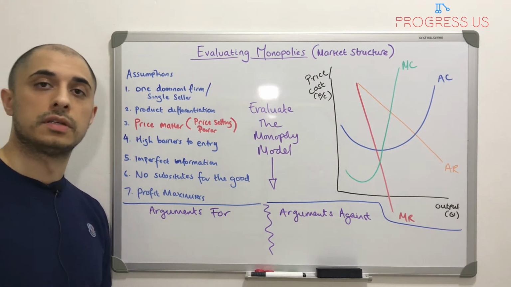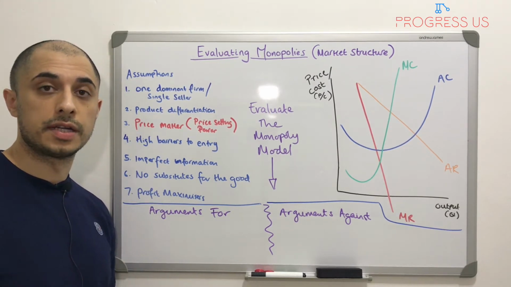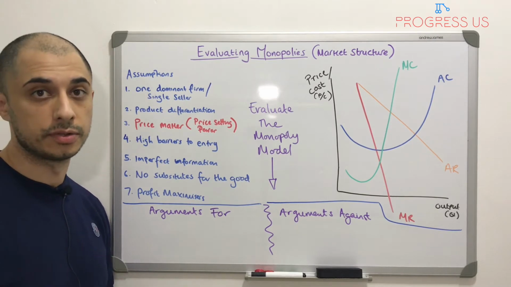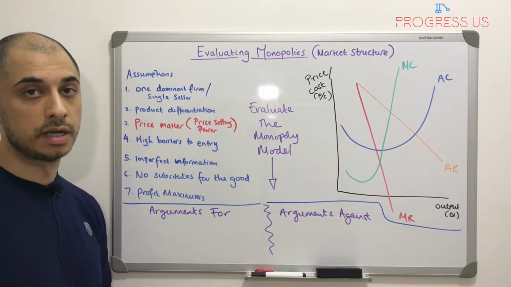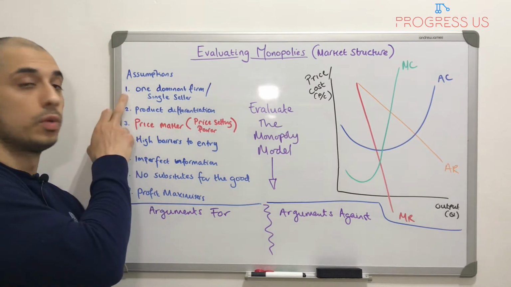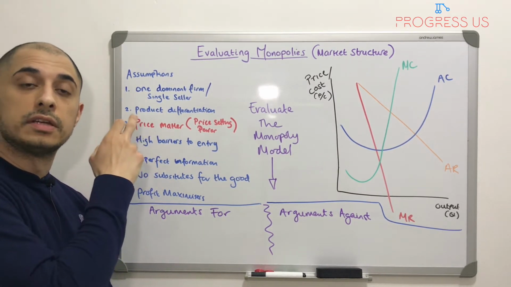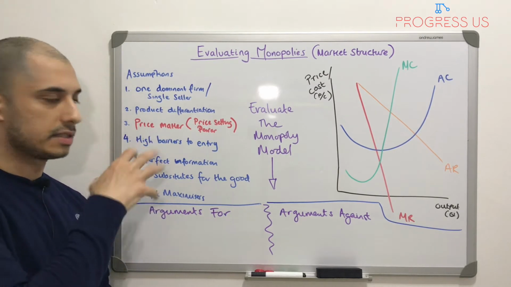The third assumption, and one that's obviously there, which I've highlighted in red, is price maker, one of the most important ones, the one that you would have to mention in your definition. If you recall, the definition is it's a market structure where there is one dominant firm, but also where firms are price makers. They have the ability to set the price, and that's what makes it truly unique.